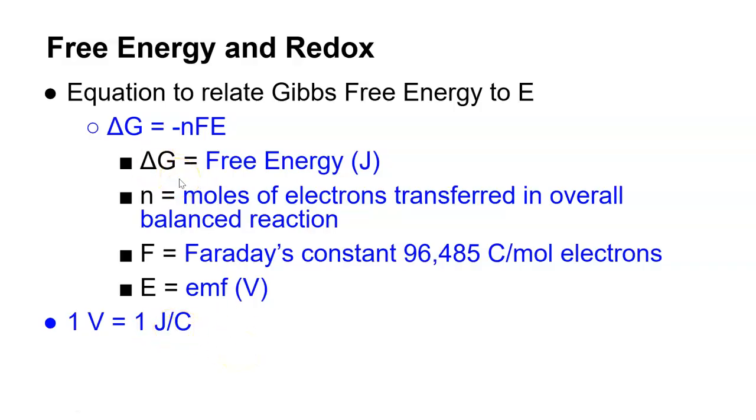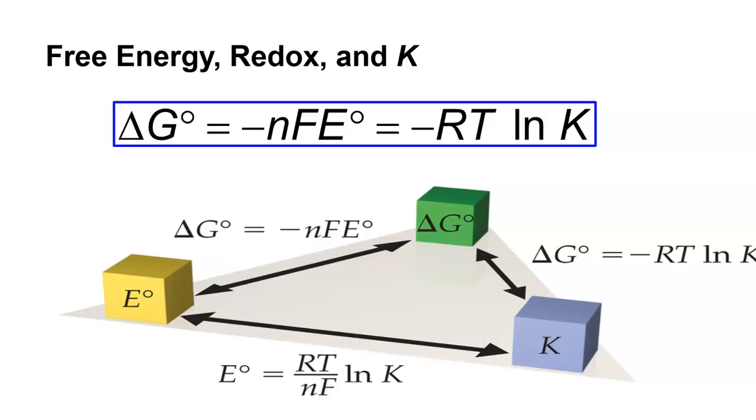So if you have delta G in kilojoules, you do have to go back and change that to joules. So we can also relate this to the equilibrium constant, right? And this triangle kind of shows how everything is related. So I just gave you this equation, right? Our next equation here is delta G equals negative RT ln K, which can also be used. Actually, we saw that one a little bit before. So we could also set negative nFE equal to negative RT ln K.